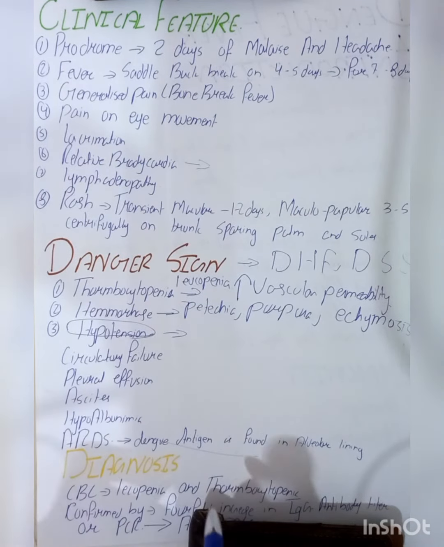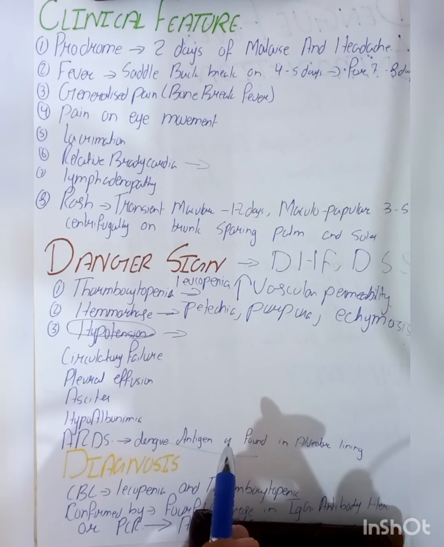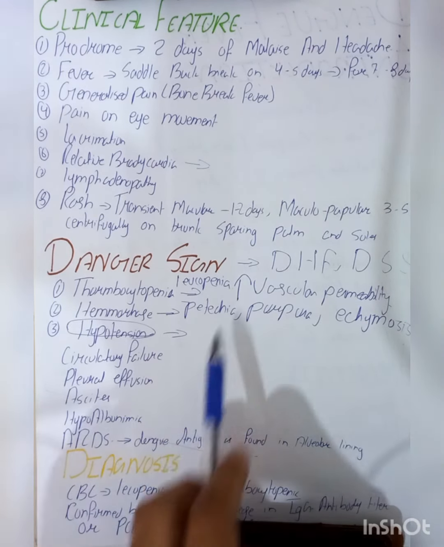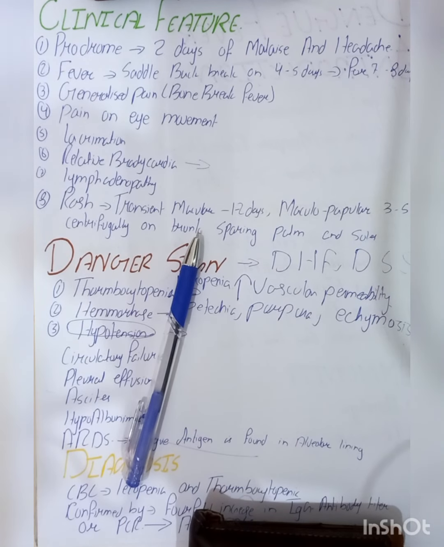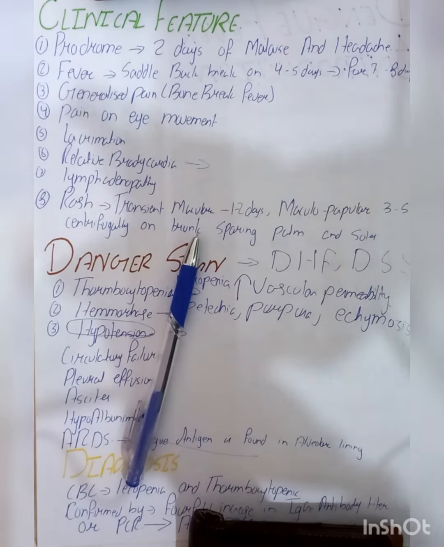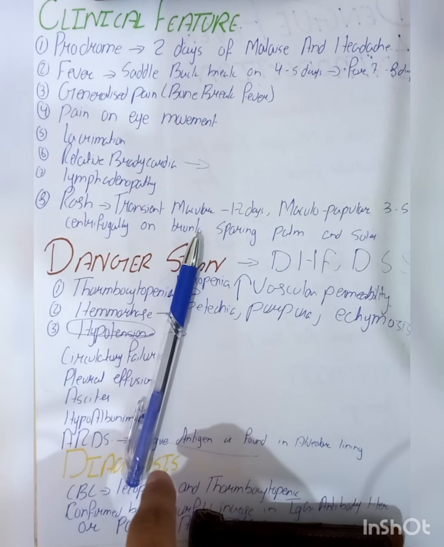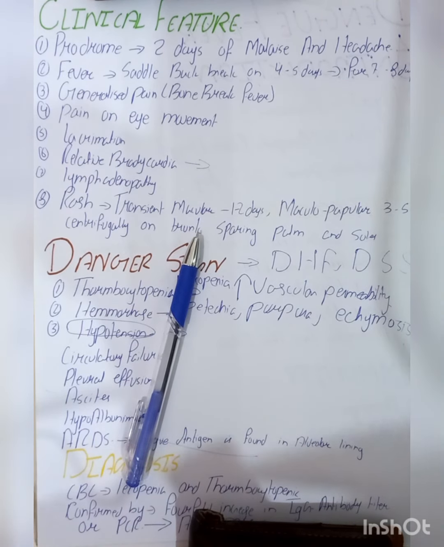So how do we diagnose dengue fever or dengue hemorrhagic fever? There are only one or two tests for that. There is the CBC, in which we will find leukopenia and thrombocytopenia, which is the most important diagnostic feature for this disease. And this can also occur in malaria. So the differential diagnoses for dengue fever are malaria and typhoid fever, because in typhoid fever there is also relative bradycardia and leukopenia.